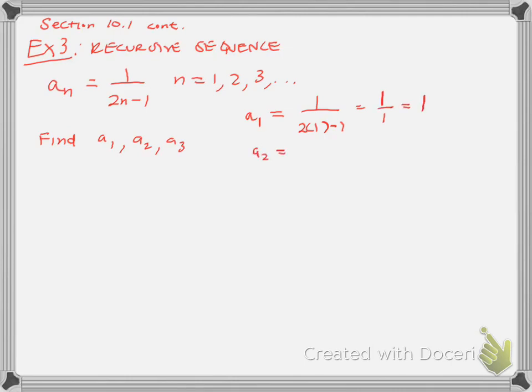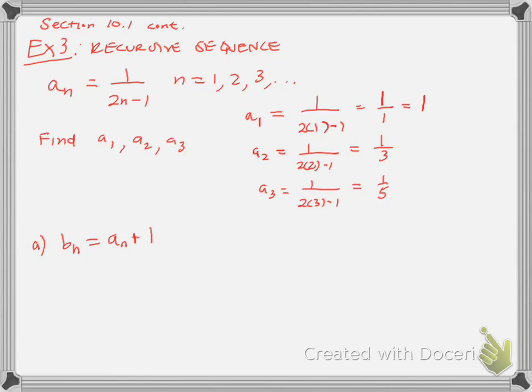A sub 2 is what? 1 over 2 times 2 minus 1, so that's 1 over 3, 1/3. And then a sub 3 equals 1 over 2 times 3 minus 1, which is 1/5. Okay, so now what we want to do is what's called a recursive sequence. And a recursive sequence basically involves having to go back to look at previous terms.